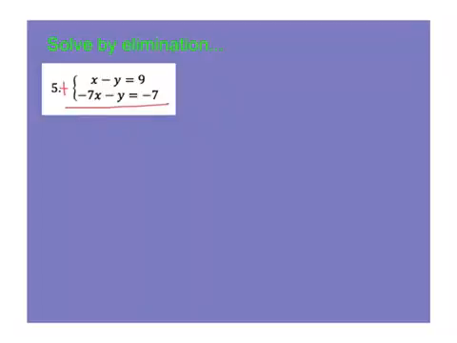I have an x plus a negative 7x. And I have a negative y plus a negative y. Because these are both negatives, they don't cancel. So we have to multiply one of the equations by something so that they do cancel. So we want to make this a positive, so we're going to multiply by a negative. So I get a negative x plus y is going to equal a negative 9.